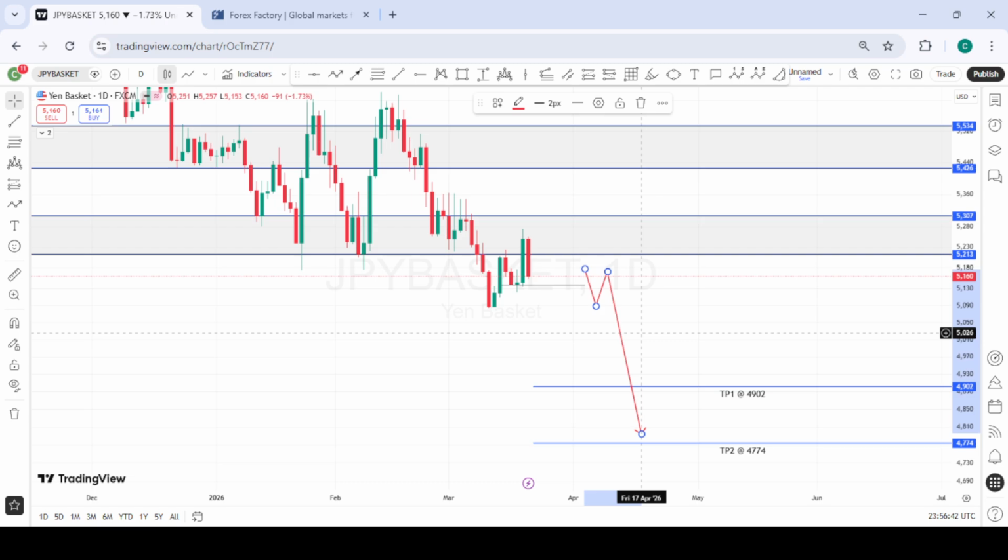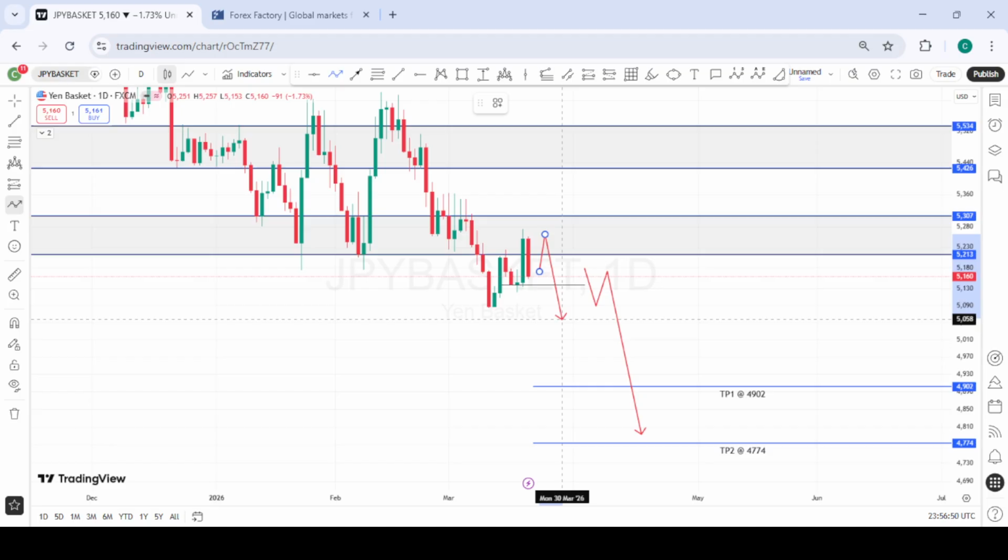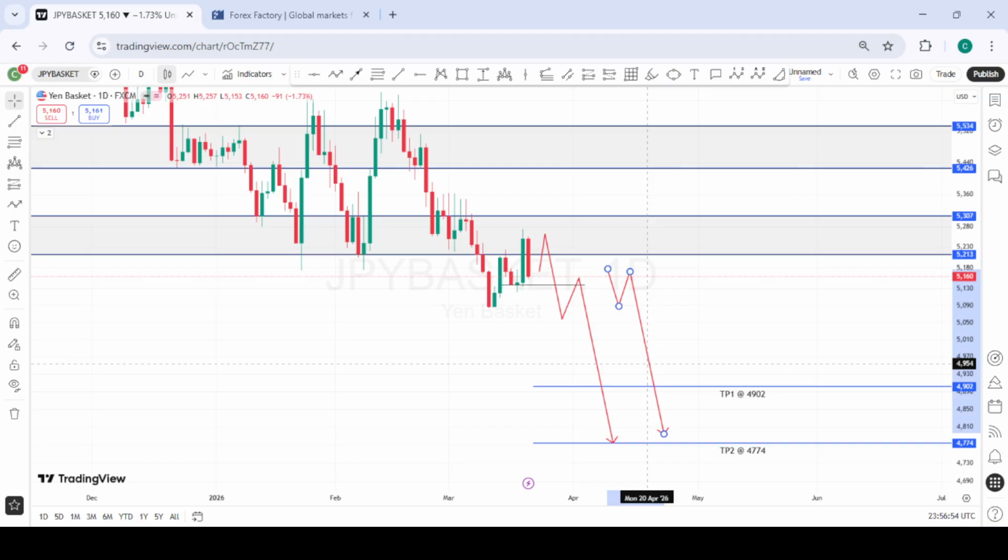Alternatively, we can likely see price form maybe a double top formation right here before it falls. So it accounts for the retest and then it falls. So let's just be on the lookout and see how price plays out for the coming week for the JPY pairs or the JPY basket.